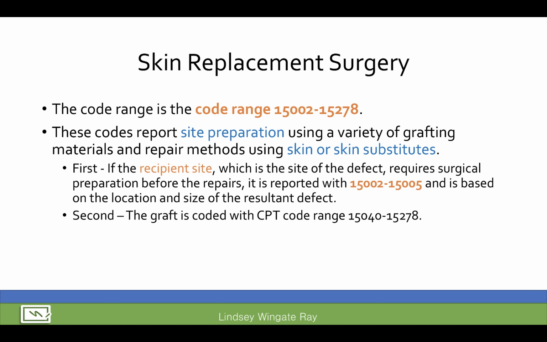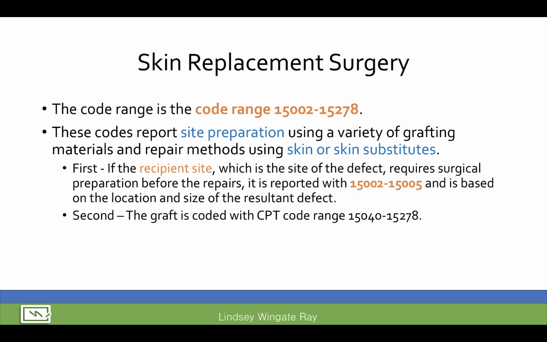The code range for skin replacement surgery is 15002 through 15278. These codes report site preparation using a variety of grafting materials and repair methods using skin or skin substitutes. If the recipient site, which is the site of the defect, requires surgical preparation before the repairs, that's reported with an additional code of 15002 through 15005 and is based on location and size of the defect.